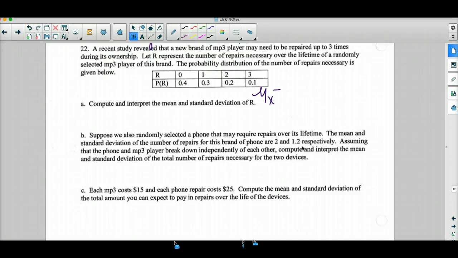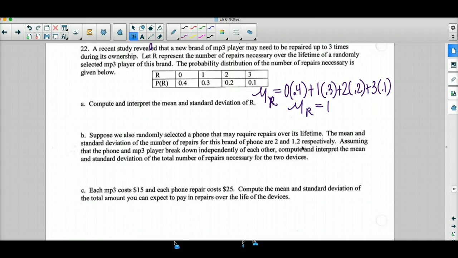So mu sub x, or mu sub r, right, since r is the variable, is 0 times 0.4 plus 1 times 0.3 plus 2 times 0.2 plus 3 times 0.1. And mu sub r, I have equals 1.